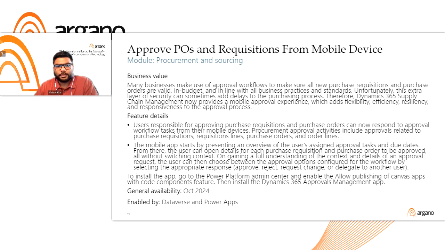delegate to another user. To install the app, you go to the Power Platform Admin Center and enable Allow Publishing of the Canvas app with Core Components feature. Then install the D365 Approvals Management app. The general availability of this feature is October 2024, but the exact date is still not released yet. This is enabled in Dataverse and Power Apps.